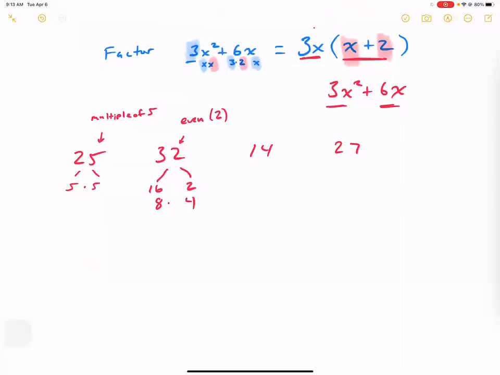And let's look at 14 here. What breaks up into 14? Because it's even, right? That's an even number. We're still thinking 2, so it's 2 times 7.